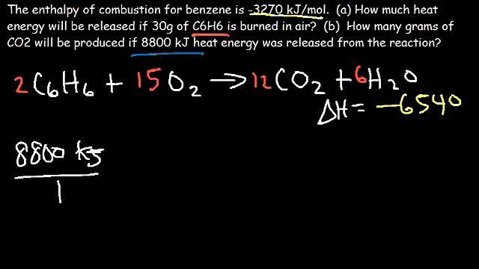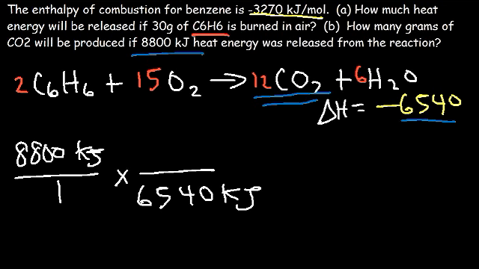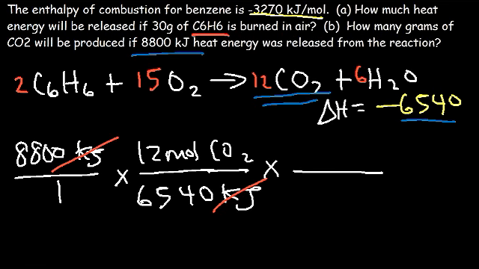Now the connection between kilojoules and CO2 is that if 12 moles of CO2 is produced, 6540 kilojoules of heat energy will be released. So we can put the 6540 kilojoules on the bottom so that the unit kilojoules will cancel. And 12 moles of CO2 correspond to that amount of energy. So make sure you use the right coefficient that correlates to the substance that you're looking for. So now, all we need to do is convert moles of CO2 into grams.